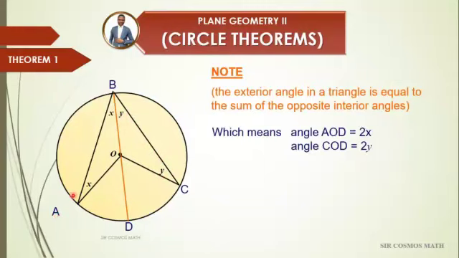So angle AOB is equal to 2X, and then angle COD is equal to 2Y, which means this angle is 2Y and this angle is 2X. So in case I want to find the total of this angle, what should I do? I need to sum these up: 2X plus 2Y, and that is it, 2X plus 2Y.